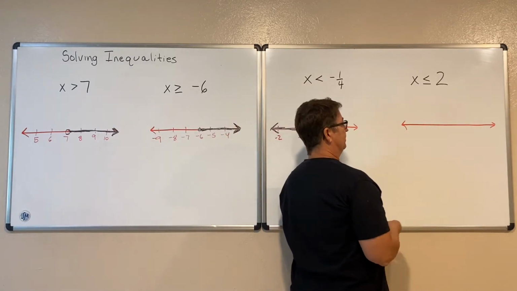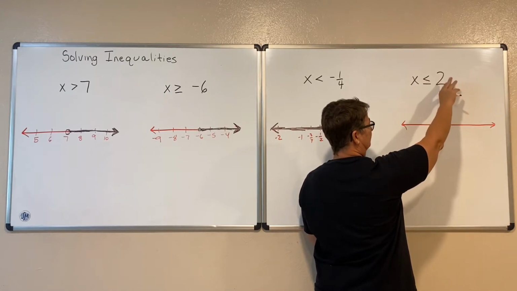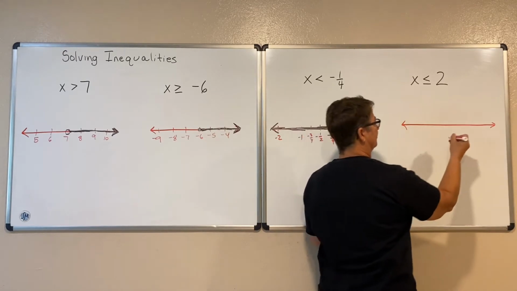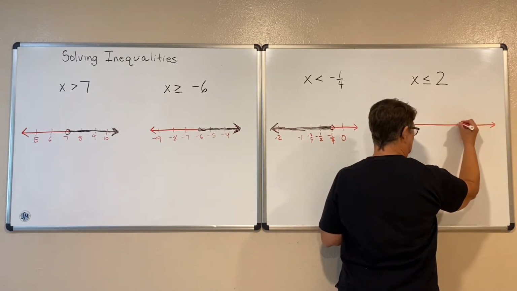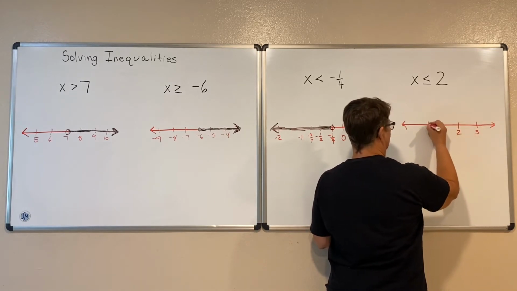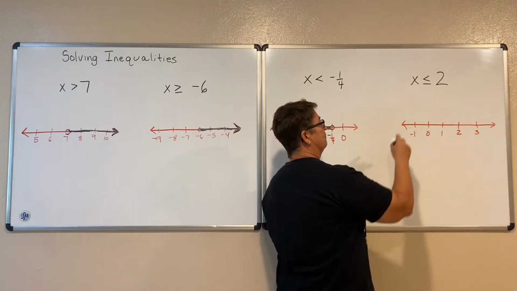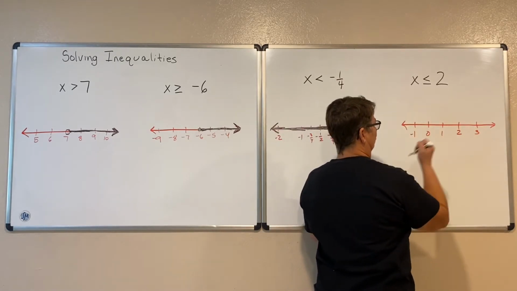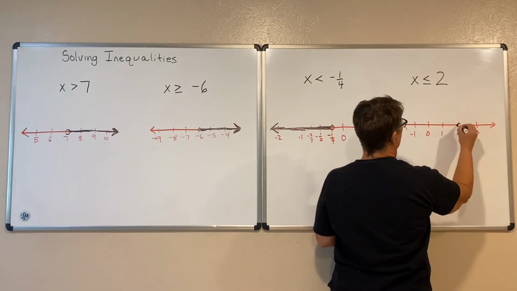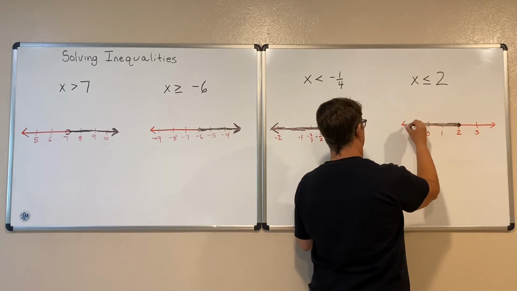One last one. This one is x is less than 2. 2 is bigger, so I'm going to color everything smaller or to the left of 2. So again, I need to make sure that 2 is on my number line, because that's the important number we're dealing with here. This time, because it can be equal to 2, I'm going to put a closed dot there at 2. And then I'm going to color everything to the left of that 2.